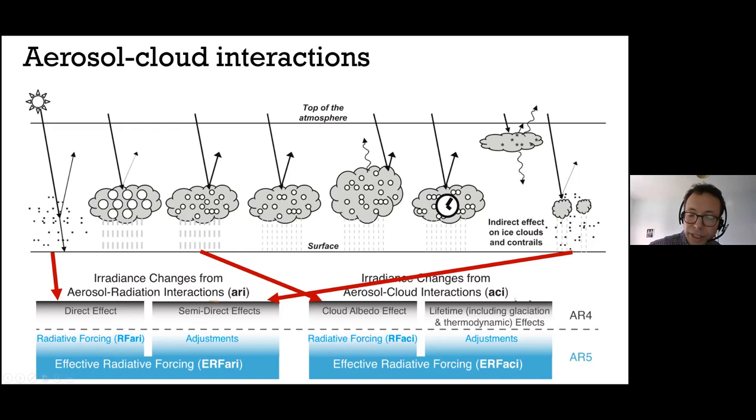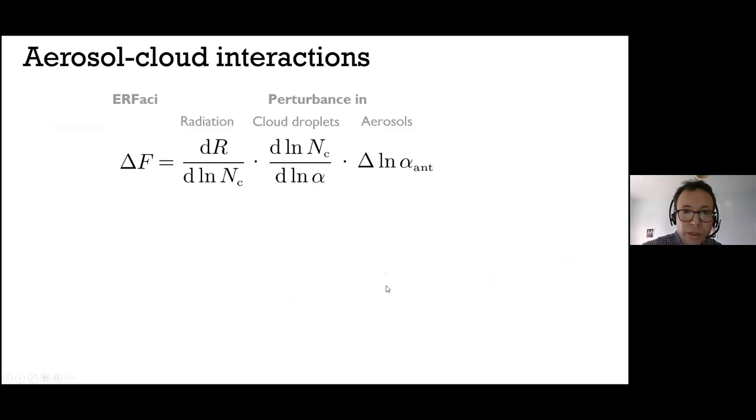Okay, but now let's take a look at what those aerosol cloud interactions mean from a mathematical point of view. It means that we have a forcing, which is related to a change in the concentration of aerosol particles that are emitted by human activities. So it's an anthropogenically induced change of aerosol concentration. This change in aerosol concentration changes the droplet number concentration, and this change in droplet number concentration in the end changes the radiation that is reflected back to space. So these are the perturbations that are included in the forcing.